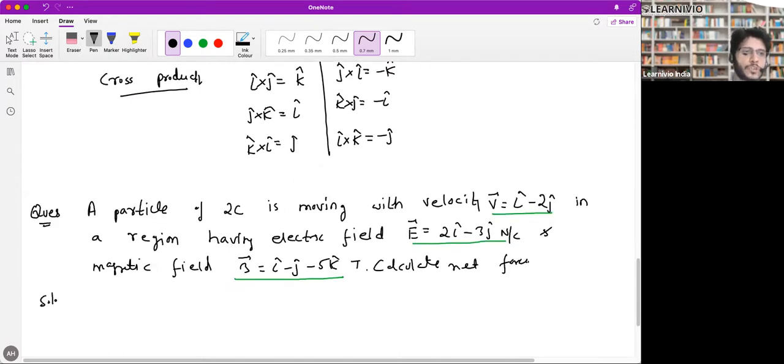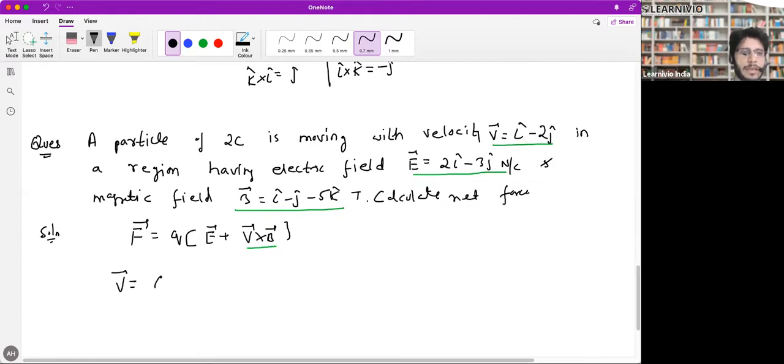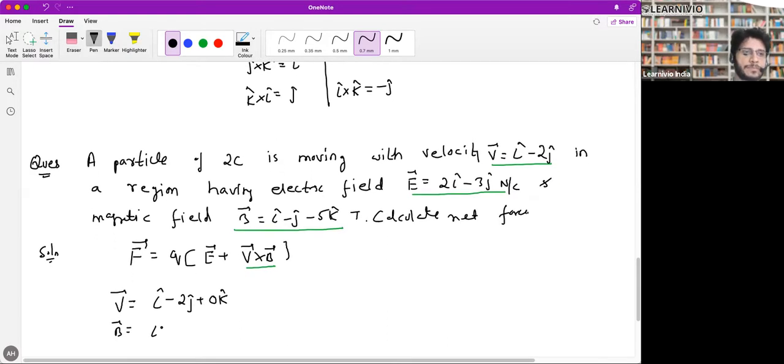So for net force, you will be using this relation that net force is Q times E plus V cross B. But you need V cross B. For V cross B, we will use the concept of determinant, cross product in Cartesian form. So this is the value of V. V is i cap minus 2j cap. There is no k cap term, that means 0 k cap. And your B is i cap minus j cap minus 5k cap.